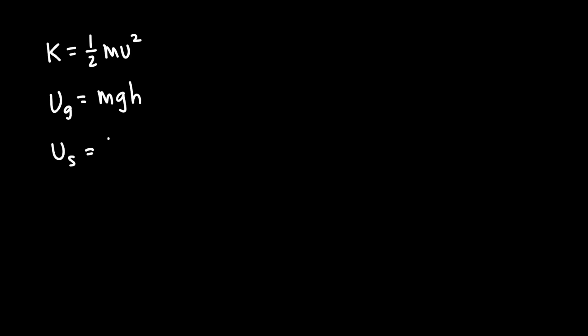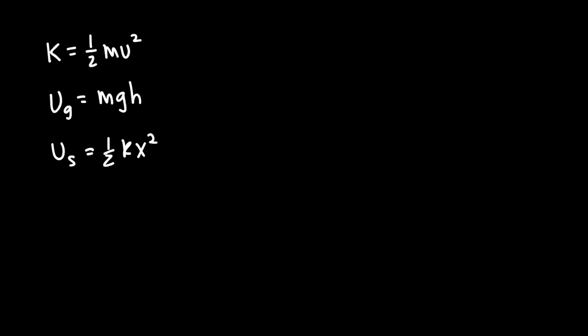To summarize, for now we have three forms of energy. We have kinetic energy, which is equal to 1/2 mv squared. We have gravitational potential energy, which is equal to mgh. And we have elastic potential energy, which is equal to 1/2 kx squared.